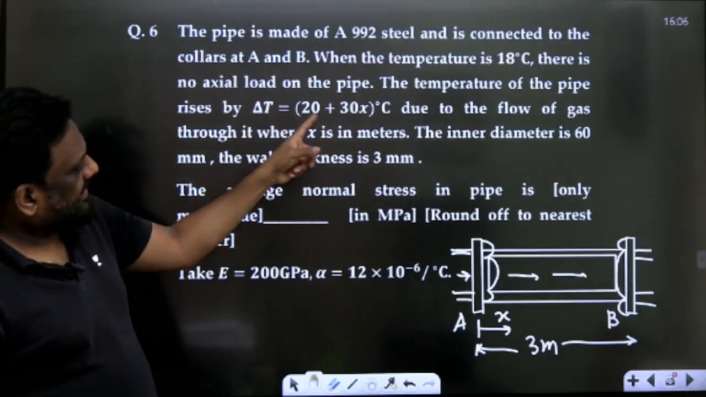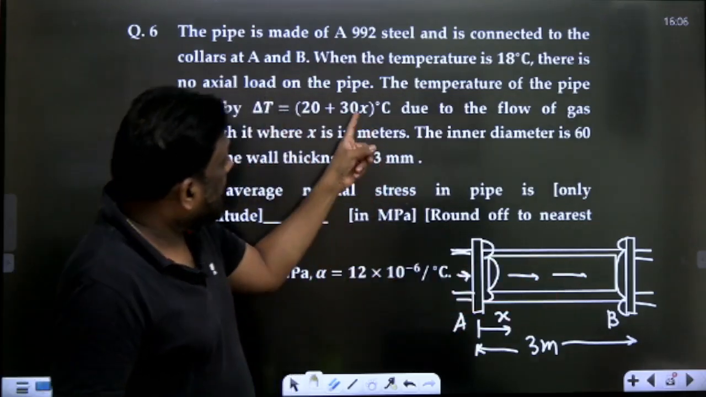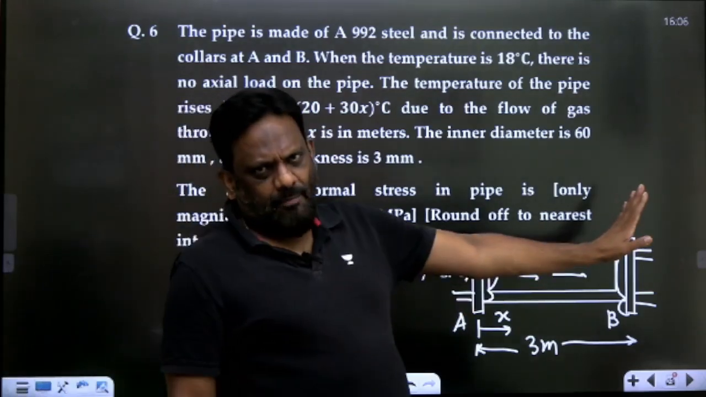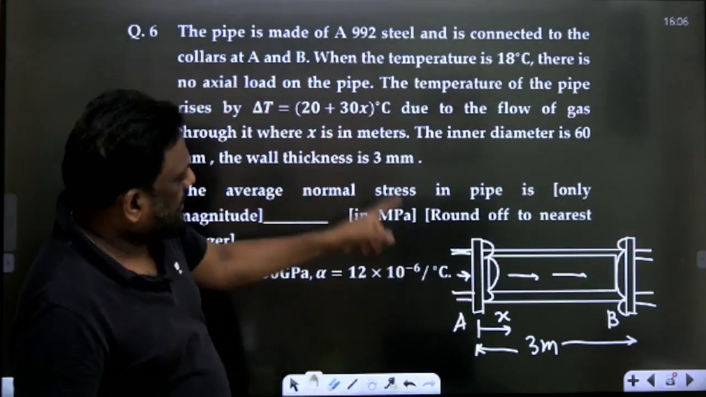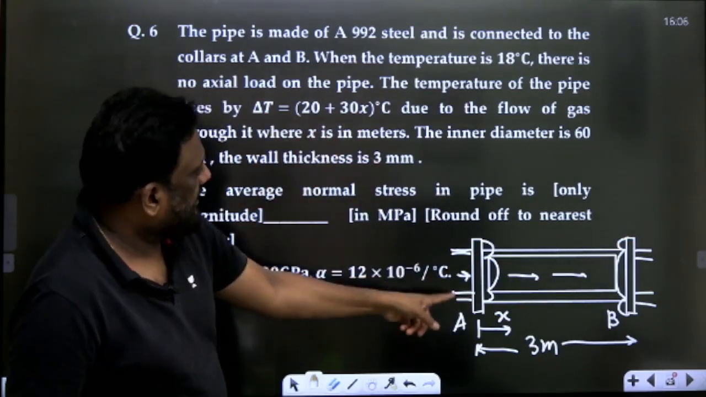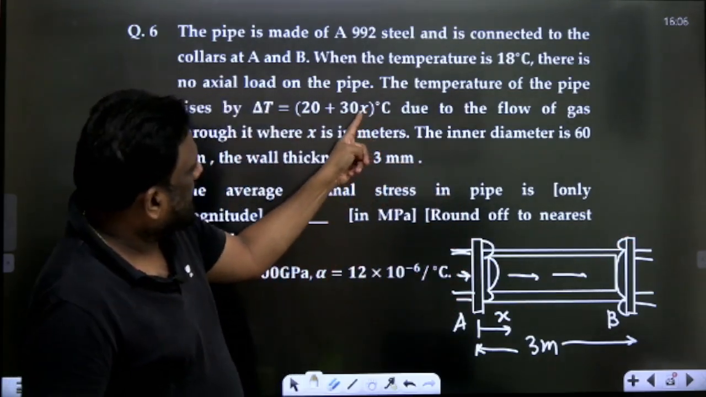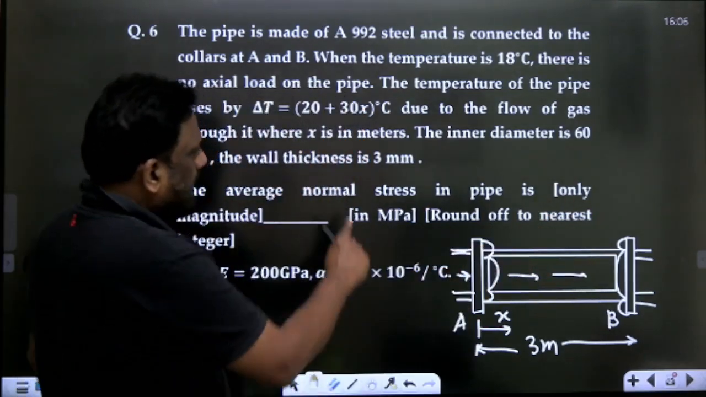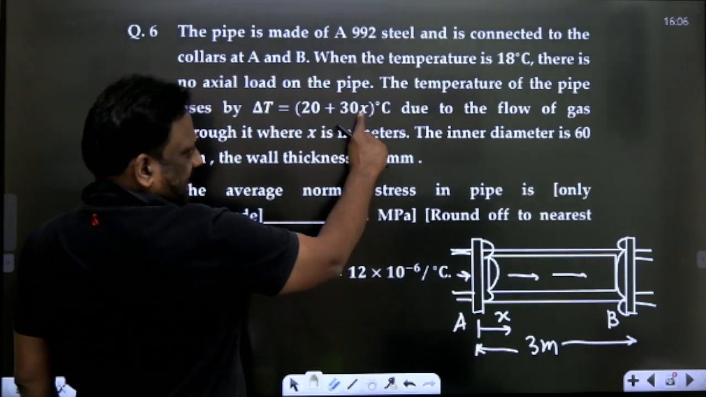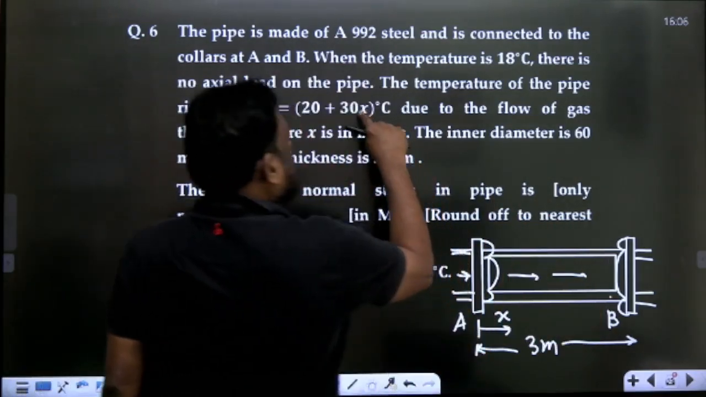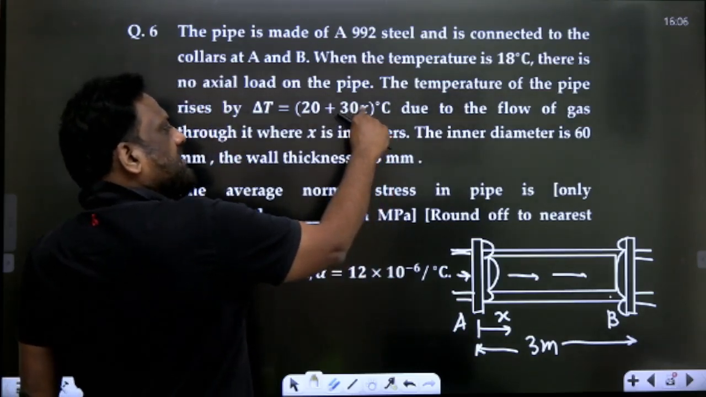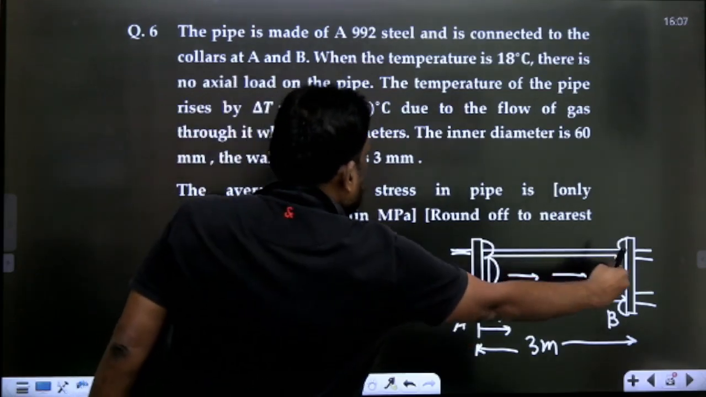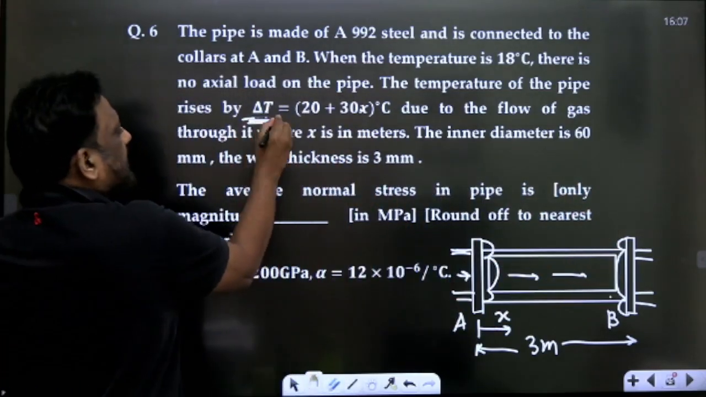No sir. As x increases, delta T is also increasing. Very good question, sir. So it is again a non-uniform heating. If you put x as 0 here, the temperature difference is 20. If you put x equal to 3 meter, where x is in meters, what will come? Put x equal to 3, so 30 into 3 is 90 plus 20 is 110. So here the temperature difference, delta T, is directly given.